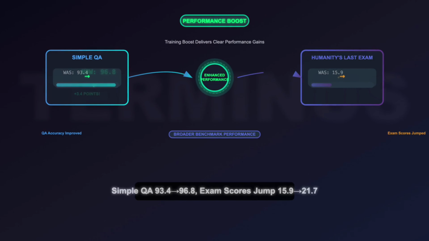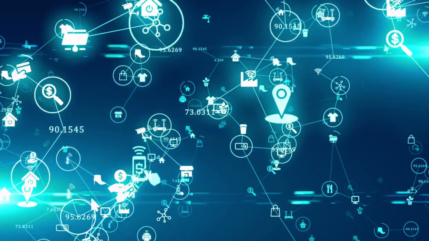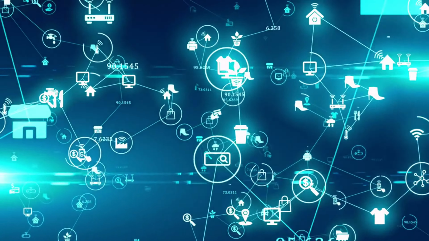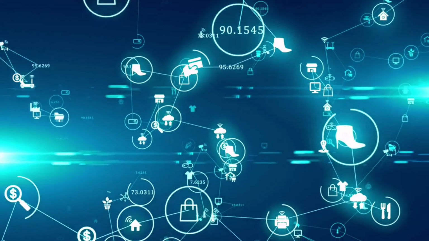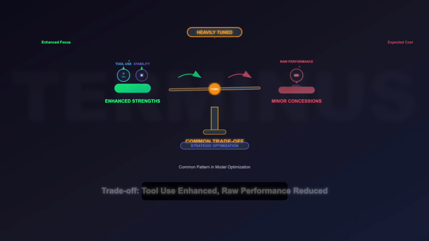SimpleQA, for example, moved from 93.4 to 96.8, and Humanity's Last Exam saw a significant jump from 15.9 to 21.7. However, it's not a universal win. On competitive programming challenges like Codeforces, the score slipped slightly, along with other coding-heavy benchmarks. This illustrates a common trade-off.